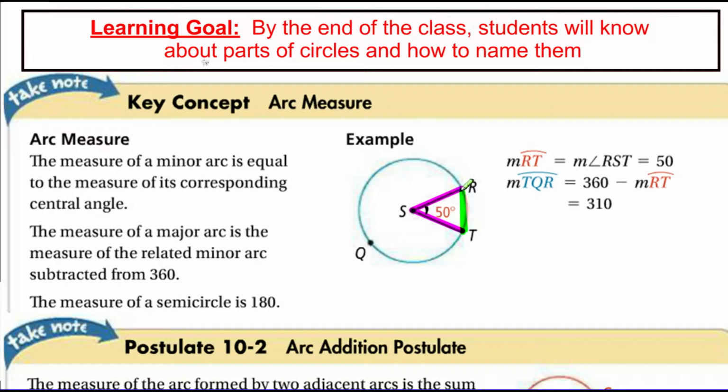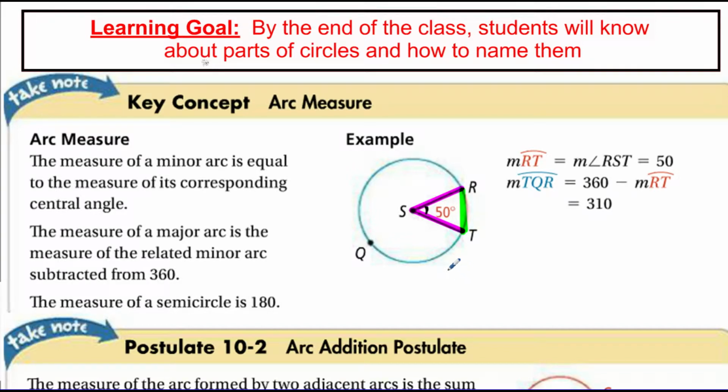When we get around to major arcs, minor arcs are pretty straightforward. It's the space in between the two ends. The major arc is going to be the exact opposite of that. If the minor arc is 50 degrees, and instead of going directly from R to T on the minor arc path, I go the long way around the circle and end up at T by going through Q, that is 360 degrees minus the measure of the minor arc. If this is 50, I still have 310 degrees left over in the rest of the circle, so the major arc from R to T would have to be 310 degrees.